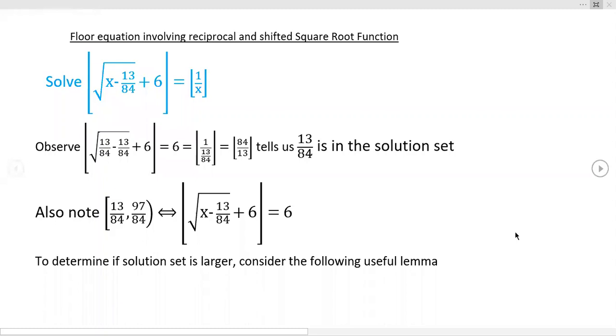An interesting floor equation here for you involving a shifted square root function and then just our good friend, the reciprocal function, 1 over x.